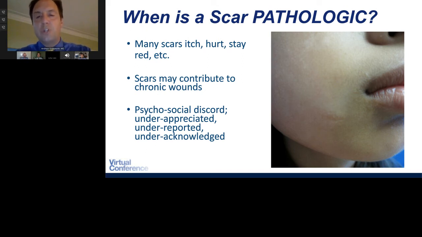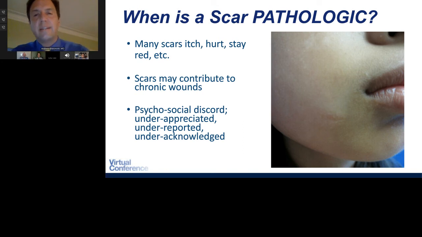She's doing worse in school. Her entire world has changed as a result of this, what I would consider an imperceptible dog bite scar. And the point here is there's a true discord that can exist. It's underappreciated, often underreported, and truly both by family members and society, sometimes under-acknowledged.